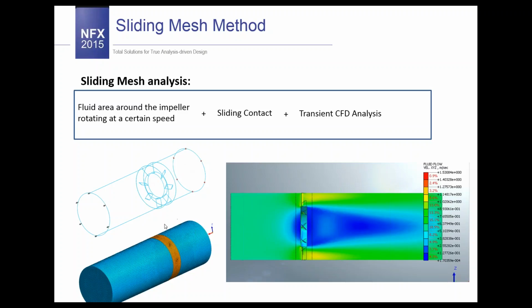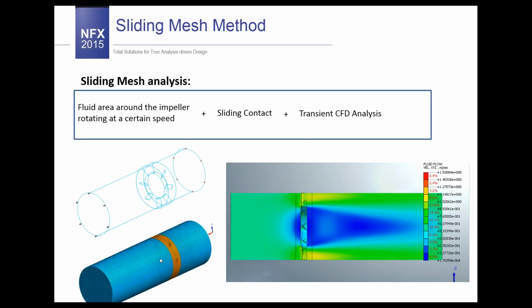So it really rotates. It means that it's not a fake rotation, it's a real rotation. So the mesh set will rotate. And the fluid information, the pressure and velocity between the rotating mesh and the other static mesh set will be exchanged through contact. So it can be sliding contact because it slides.